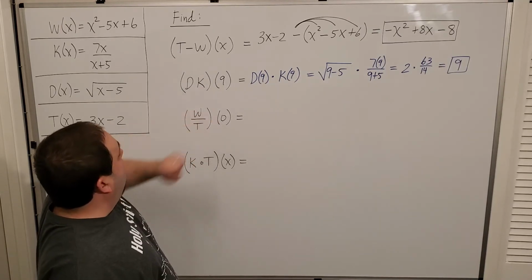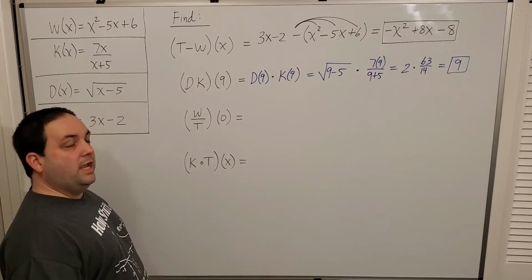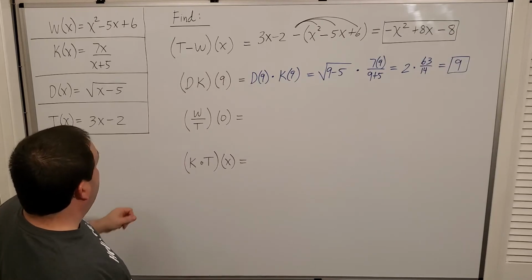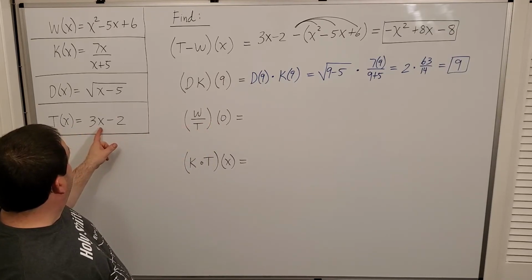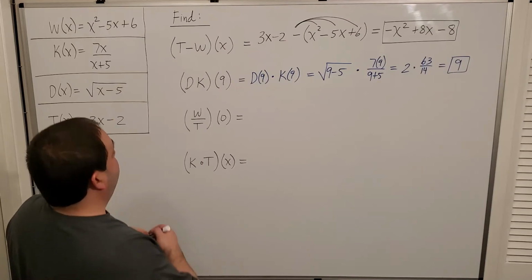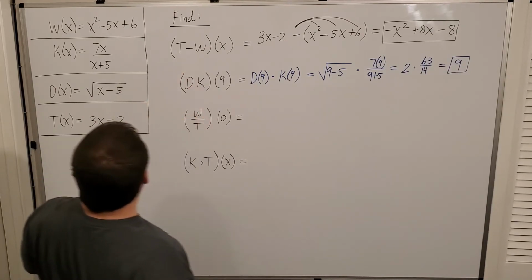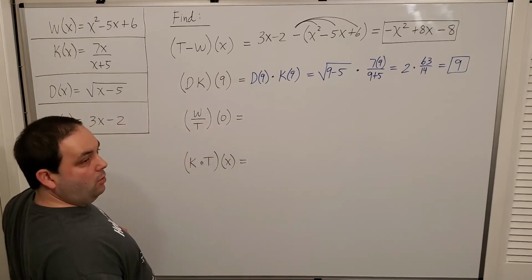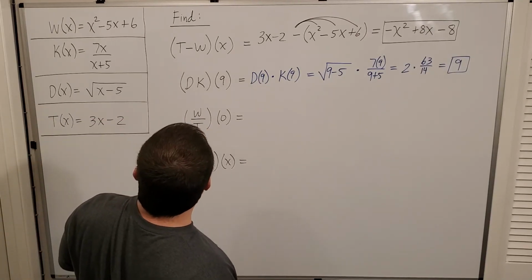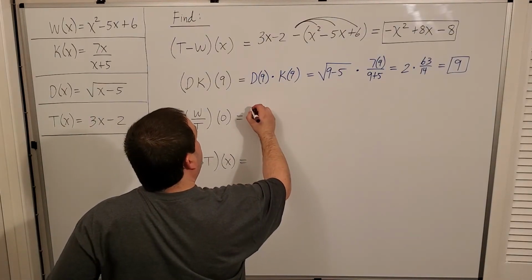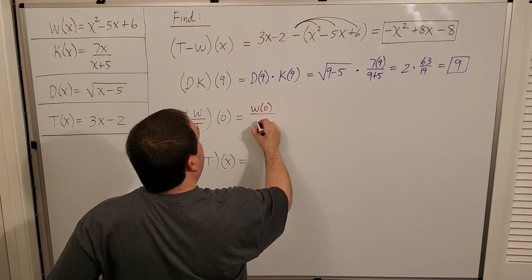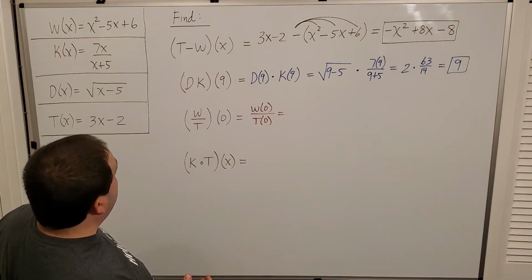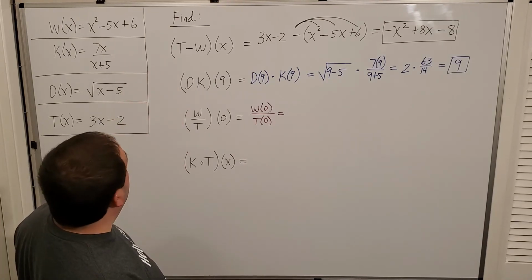w over t of 0. It's important to check here that t is not going to zero out in this instance. If I plug 0 into t, I'm not getting 0, so we're good. Again, just like the last one, I could create the w over t function and then plug in 0. It actually won't be much different than what I'm about to do. I'm going to do w of 0 divided by t of 0. In these two cases, either way works just fine.